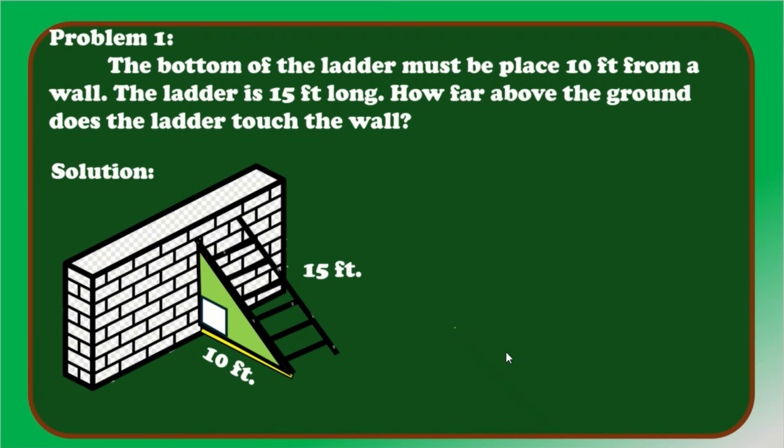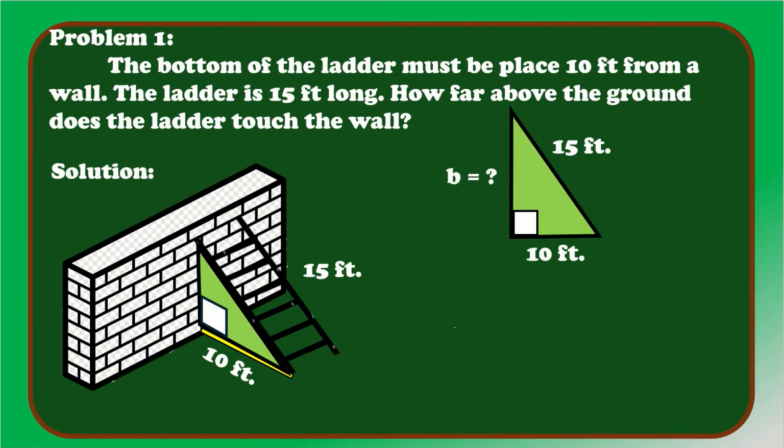Now we are asked how far above the ground the ladder touches the wall. In order to obtain this distance, we're going to apply the Pythagorean theorem. Let's form the right triangle and put the given. We could see that the ladder represents our hypotenuse, and that is 15 feet. And 10 feet, the distance between the foot of the ladder and the wall, represents the shorter leg of the right triangle.